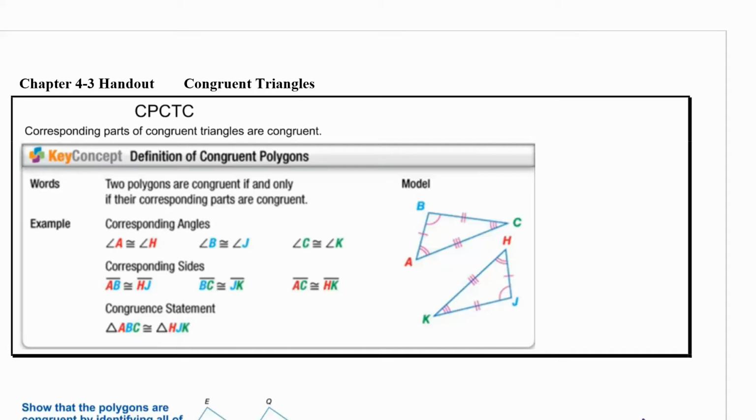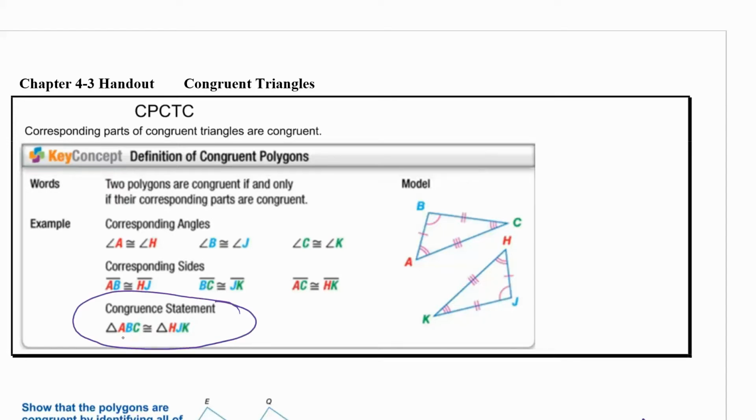Chapter 4.3. In this chapter, we'll cover congruent triangles. The definition of congruent polygons is that their corresponding parts have to be congruent. So their corresponding angles have to be congruent, and all the corresponding sides have to be congruent. When we have a congruent statement, how we order that congruent statement is very, very important.